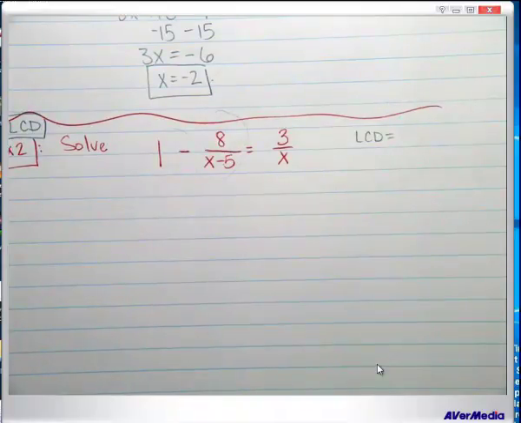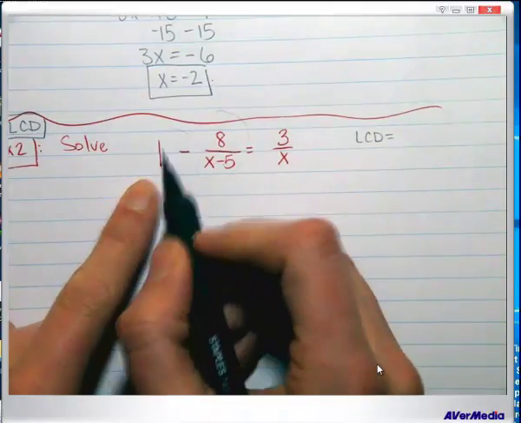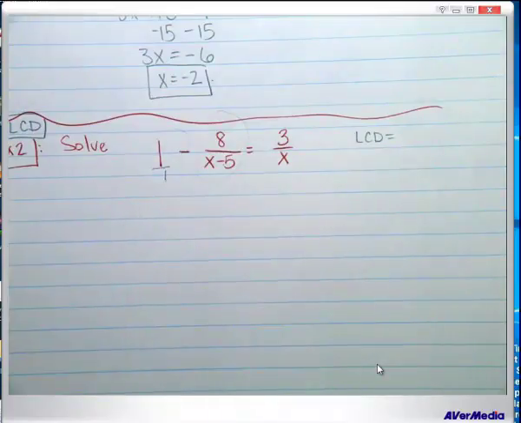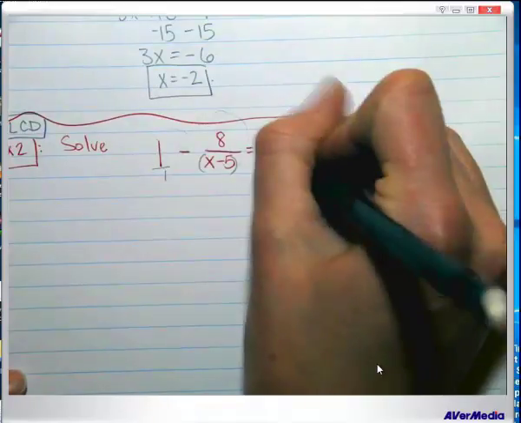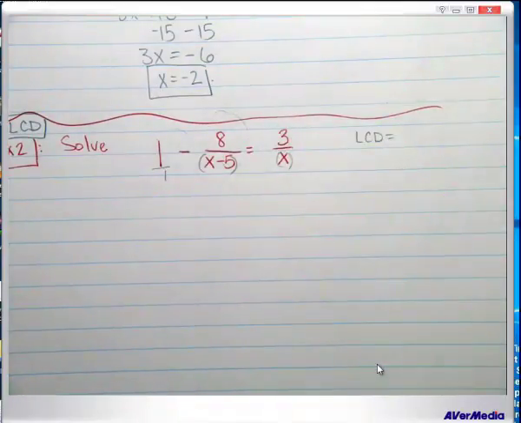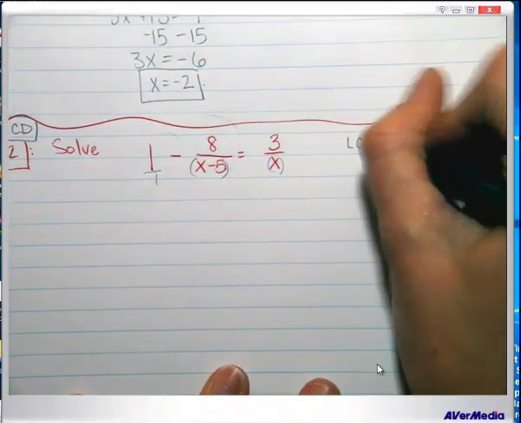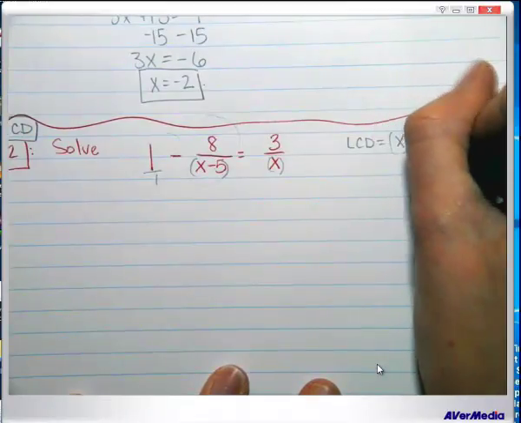So first of all, decide what your least common denominator is by looking at every fraction's denominator. Well, this 1 is really 1 over 1, and so that factor doesn't matter. The factor of 1 times anything is the anything. But x minus 5 is definitely one of our factors we have to consider, and so is the x. So my least common denominator is going to be both of those put together, x times x minus 5.